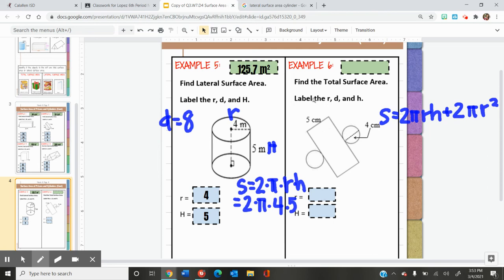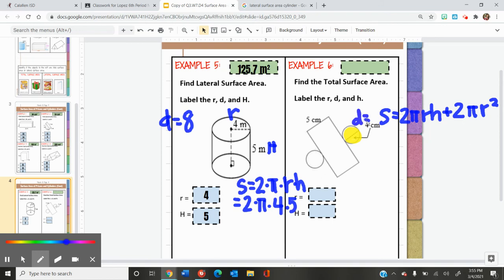Here, it tells me to label the R, my radius, my diameter D, and H, which is the height. So on my base shape, this is my base. Here, this is going to be my diameter, because this line goes all the way across. So my diameter equals 4.